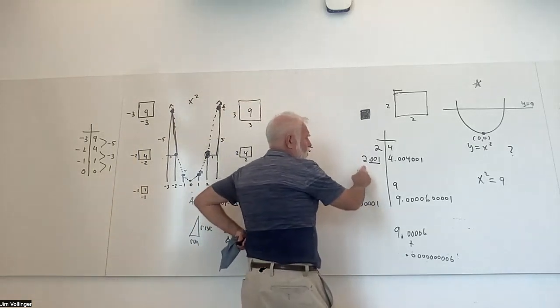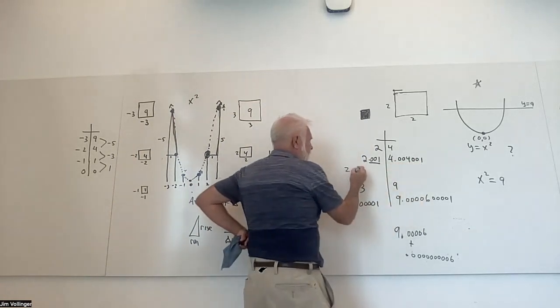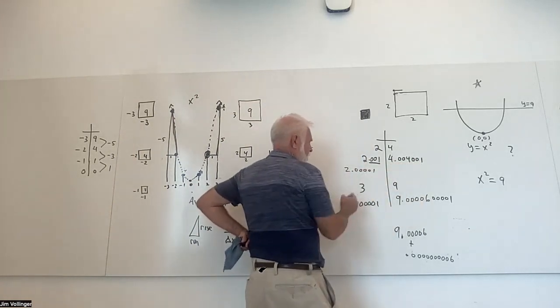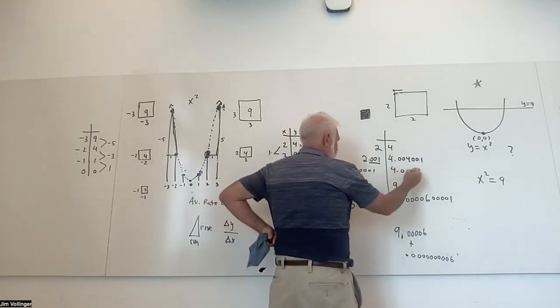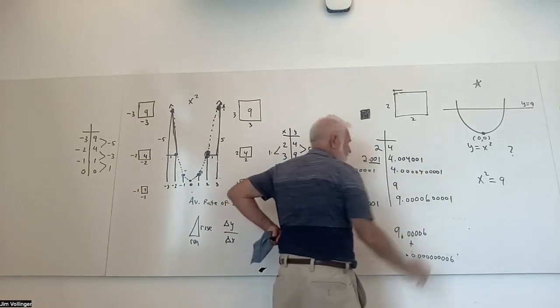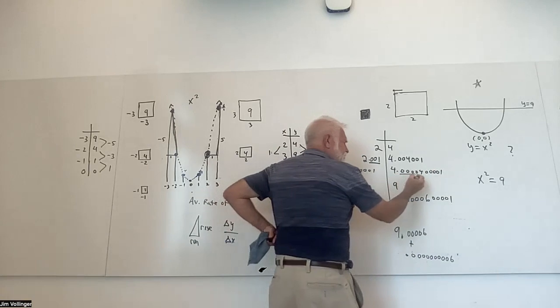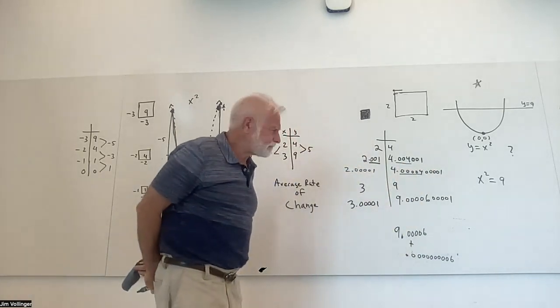If I square 2.001, I get 4.004001. If I had done 2.00001, 5 decimal places, I would have had 4.0000400001. 1, 2, 3, 4, 5. And there's still a little bit of a pattern there.